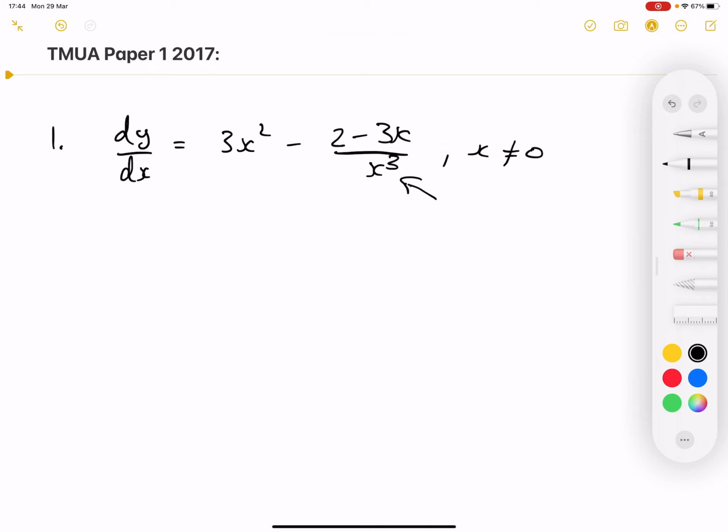Question 1. We're told that dy by dx, which is just the derivative, is equal to 3x squared minus (2 minus 3x) over x cubed. We're also told that x cannot be equal to 0. That's because we have an x cubed on the denominator, so if x equals 0, that would have a 0 on the denominator, and a over 0 is undefined for all a. We are also told that y is equal to 5 when x is equal to 1. So what we need to find is y in terms of x.